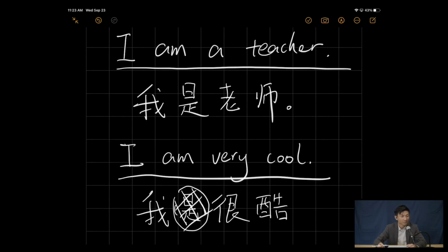But the bigger, okay, fine, we don't use 是, we take it out. But the bigger question is, here we have an am that is translated into 是. Here we have another am that is supposed to be translated to nothing. That doesn't make any sense, right? And that's why people always want to put a 是 here. 我是很酷. It feels more right if you're an English speaker, right?